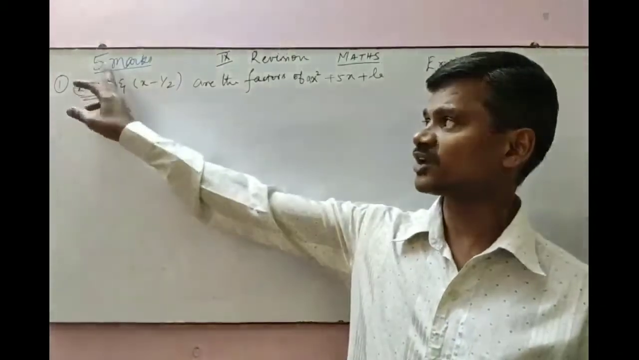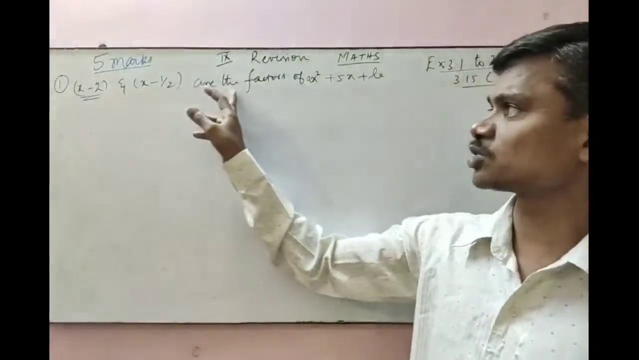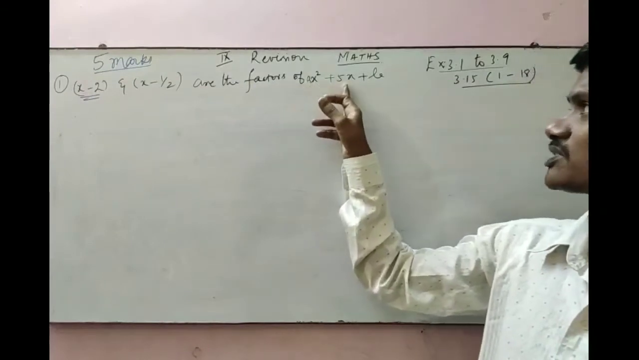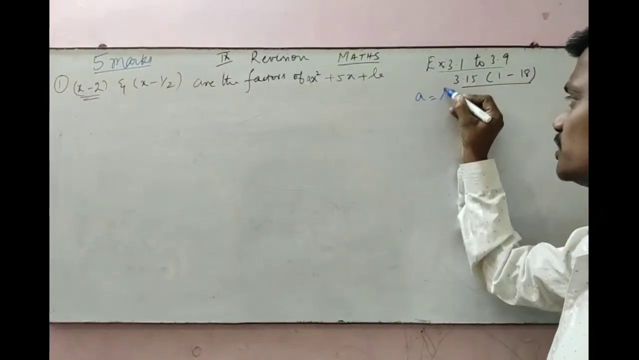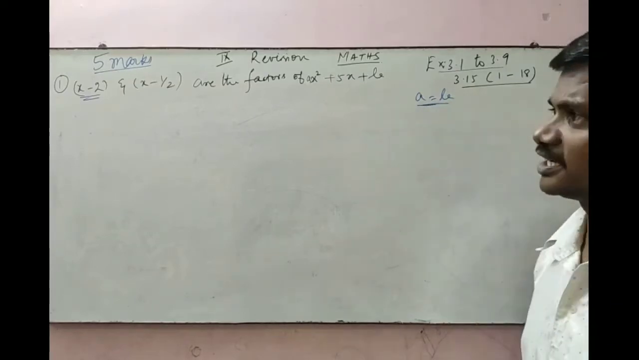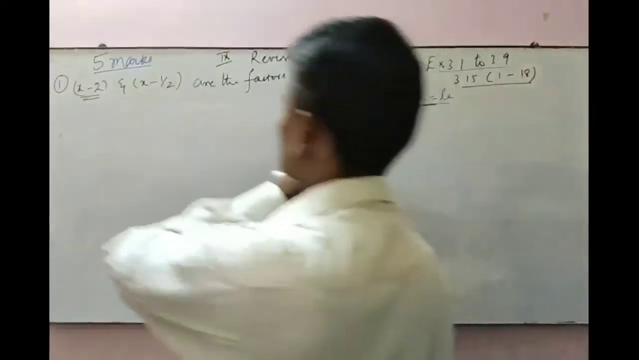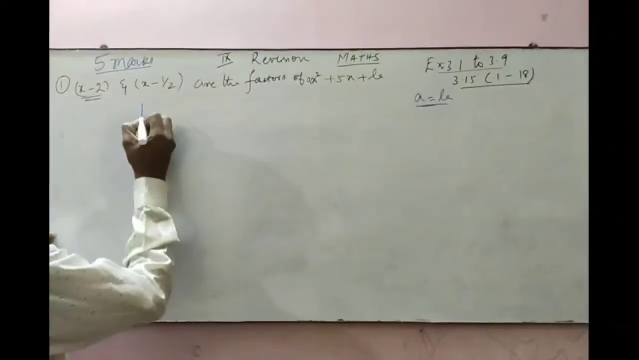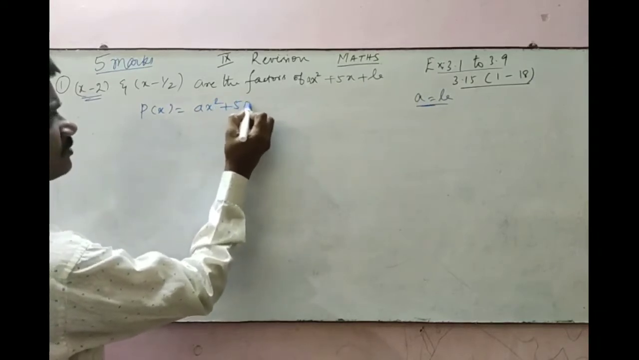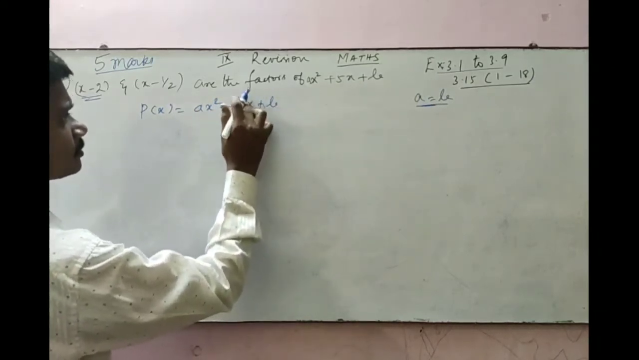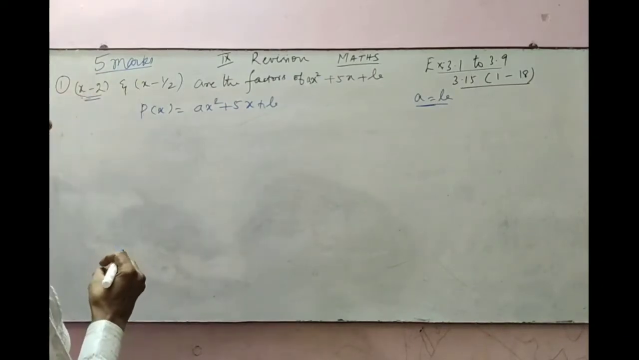Next we are going to revise 5 marks. In this the first sum is, if both x minus 2 and x minus 1 by 2 are the factors of ax square plus 5x plus b, then show that a equal to b. So we have to prove that a equal to b if these two are the factors of this polynomial. First I am going to name this polynomial as p of x. P of x is equal to ax square plus 5x plus b. X minus 2 is a factor and x minus 1 by 2 is a factor.